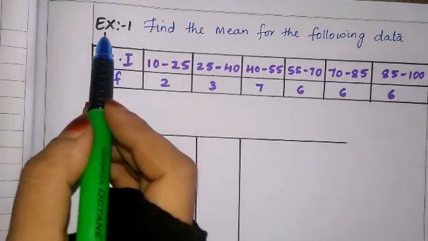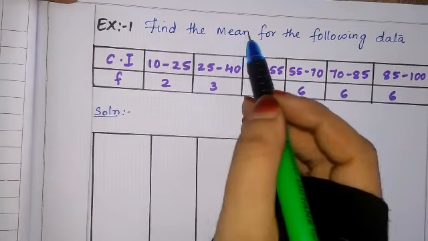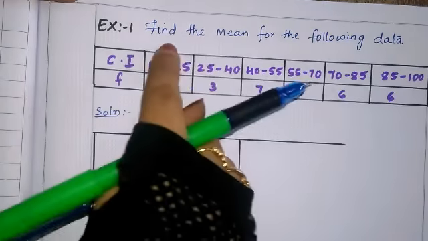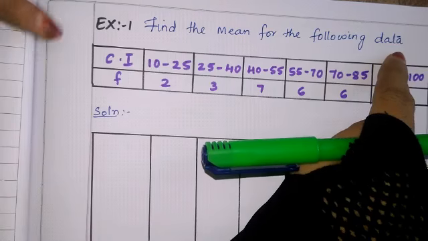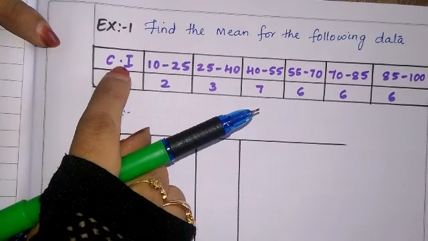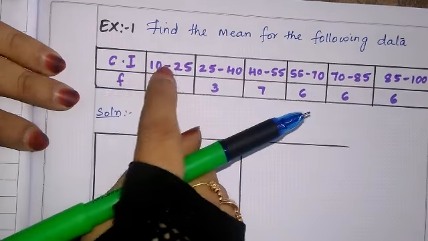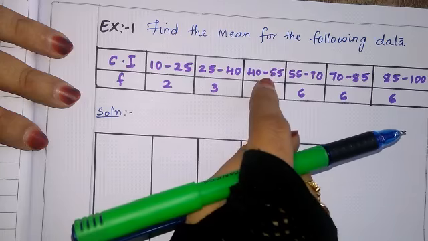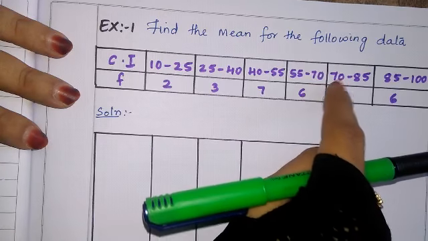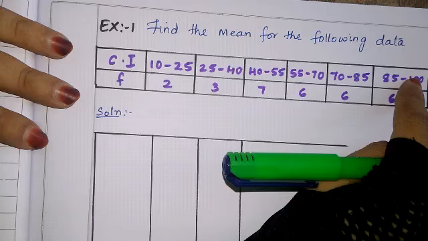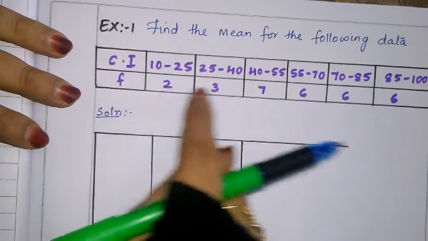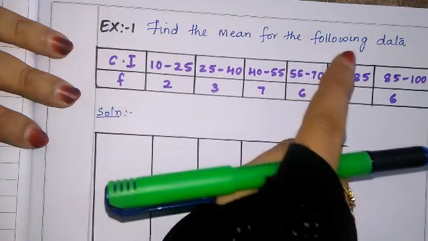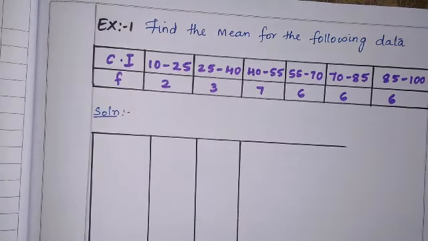Here I have taken example 1, that is, find the mean for the following data. The question will be in this form. Class interval will be given and frequency will be given. The class intervals given are 10 to 25, 25 to 40, 40 to 55, 55 to 70, 70 to 85 and 85 to 100. And the frequencies given are 2, 3, 7, 6, 6 and 6. They have told us to find the mean. Okay, let us start solving.